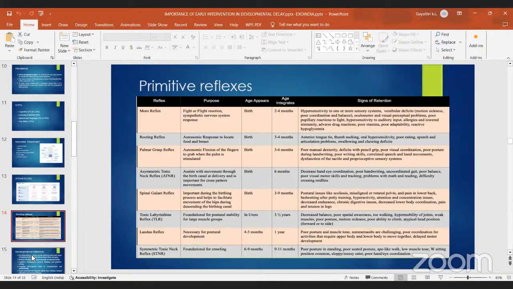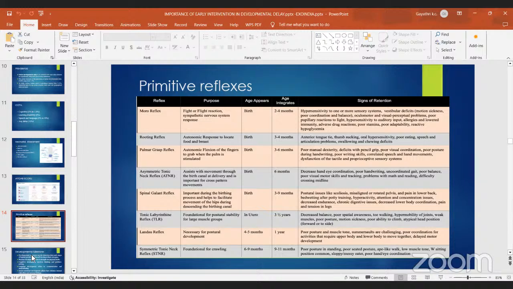It will be represented by decreased balance, and the baby will have difficulties like toe walking, hypermobility of the joints, weak muscles, weak posture, and motion sickness. If the baby is flying, or on a bike ride or any rides, the baby will have motion sickness. The baby can't maintain balance in that. The baby will find it difficult to climb stairs also. An atypical head position will also be there for this baby.